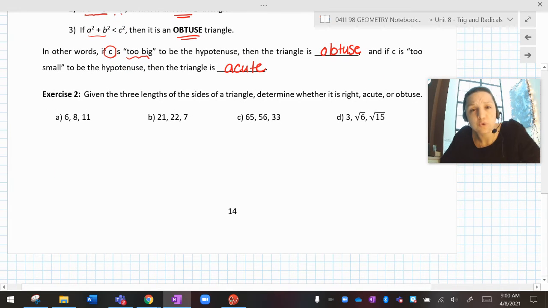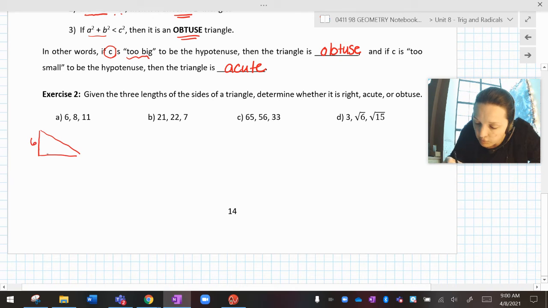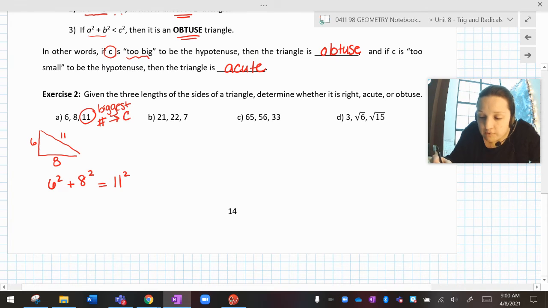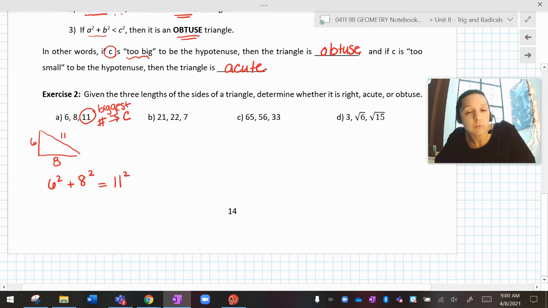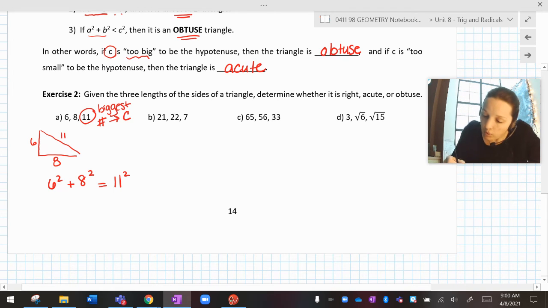So if I were to draw a triangle with sides of 6, 8, and 11, I would say, okay, well, 6, 8, 11, if this is a right triangle, it would look something like that. And a squared plus b squared equals c squared. Always make sure that the biggest number goes in for c, because that's the number you think would be the hypotenuse, all right? Well, let's figure it out.